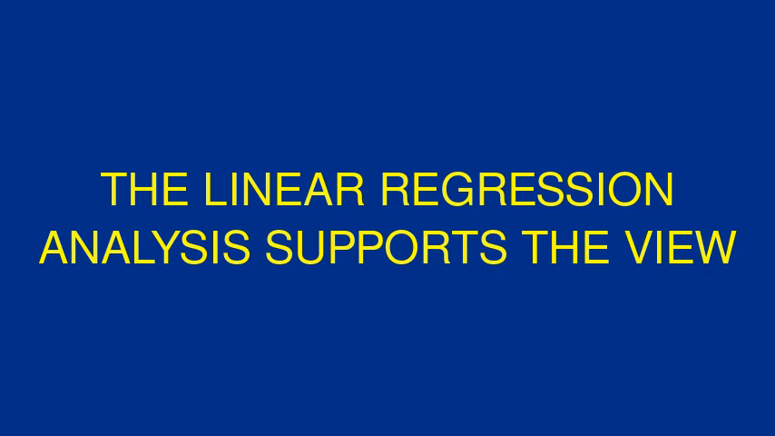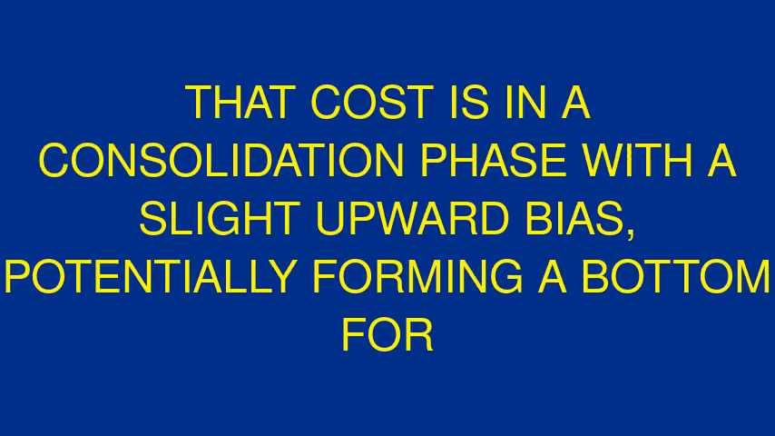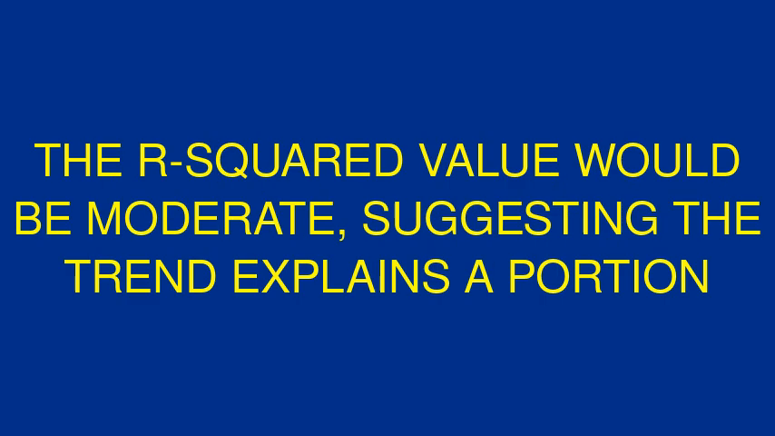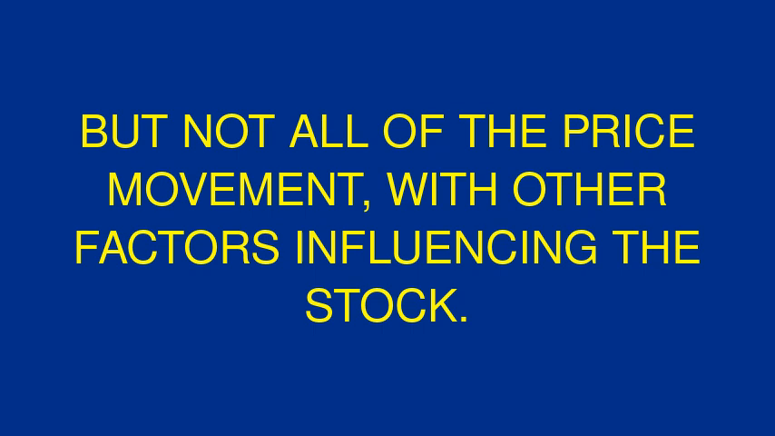The linear regression analysis supports the view that cost is in a consolidation phase with a slight upward bias, potentially forming a bottom for the next upward move. The R-squared value would be moderate, suggesting the trend explains a portion but not all of the price movement, with other factors influencing the stock.